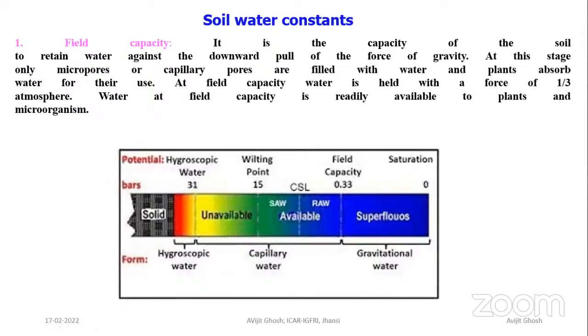Now, soil water constants. Soil water is present in soil at different suctions as well as different forces. If we saturate the soil by irrigation and allow it to drain under the force of gravity, after 2 to 3 days the soil will still hold some amount of water. That is called the field capacity of soil. It is defined as the capacity of the soil to retain water against the downward pull of gravity.